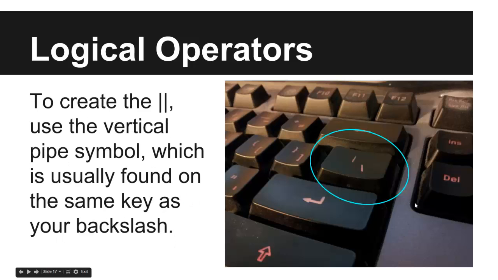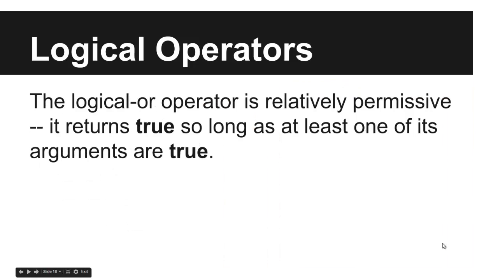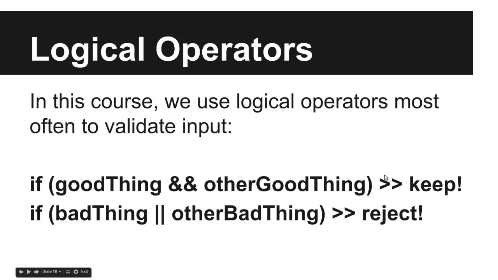Now the vertical pipe symbol is, on occasion, difficult to find. So rather than using a capital I or a lowercase l or a 1, you should be using the vertical bar, which is most often found on the same key as your backslash, which I've got circled here. Okay, so the logical OR operator is relatively permissive. So long as one of the operands is true, the whole thing comes back as true.